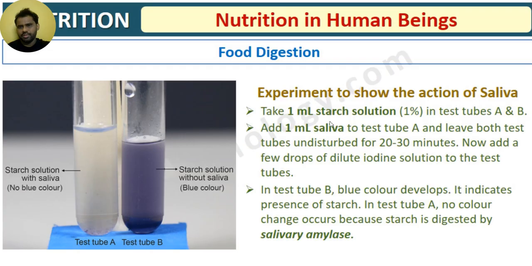So, experiment to show the action of saliva. Take 1 ml starch solution in test tubes A and B, add 1 ml saliva to test tube A and leave both test tubes undisturbed for 20-30 minutes.